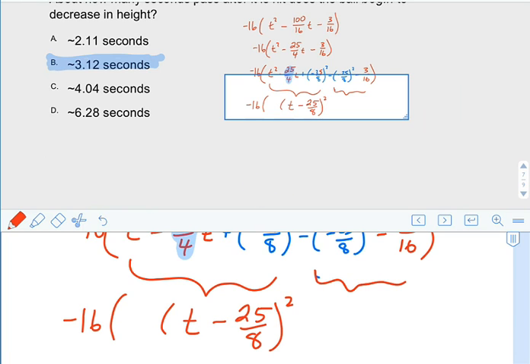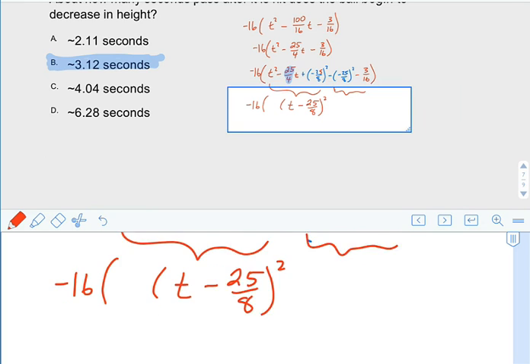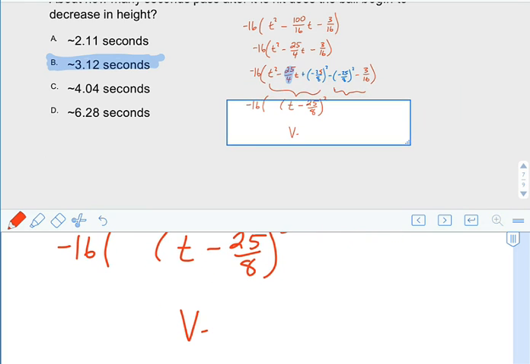But here's the thing. It's just asking for the input. It's asking for how much time passes before, when it hits that vertex, it starts going down. That's what a vertex is. The vertex is where it stops going up and starts going down. It's the tippy top. And we have the x-coordinate right here.